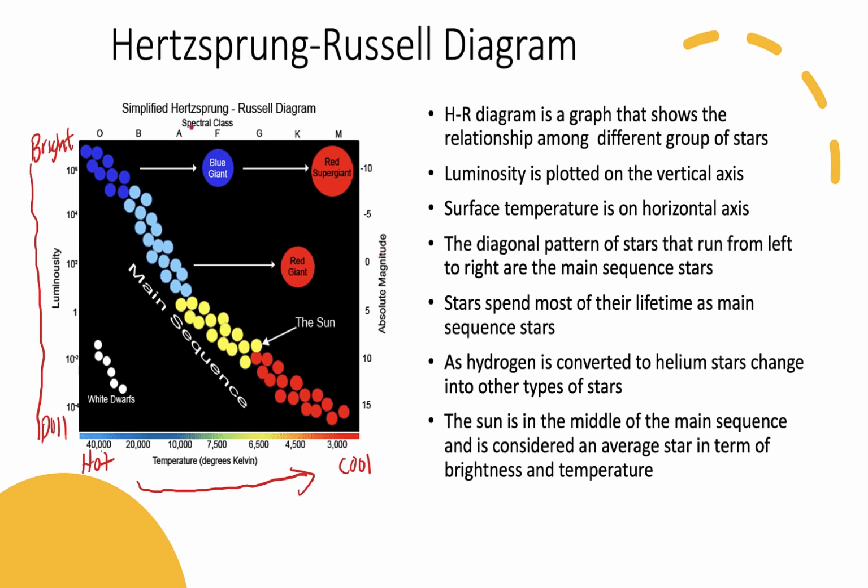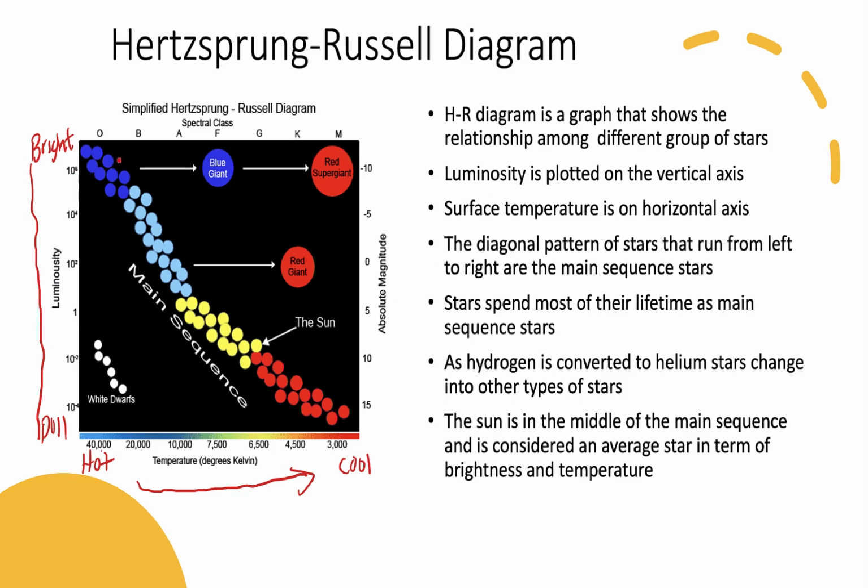Now, on the test, they really don't talk about absolute magnitude, so don't worry about this side. And they don't talk about the spectral class either, which is these letters O, B, A, F, G, K, M. So we're not really worried about those. What you need to know is the luminosity and the temperature.